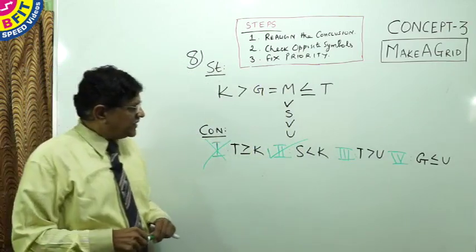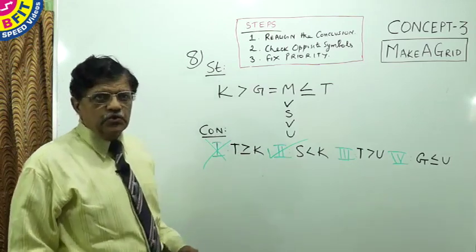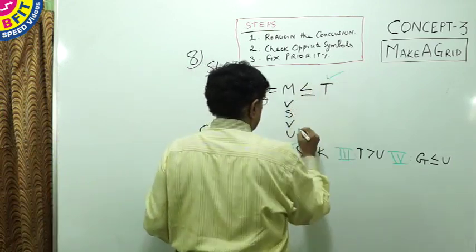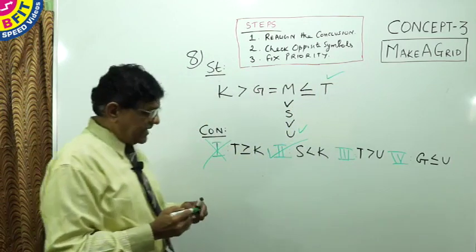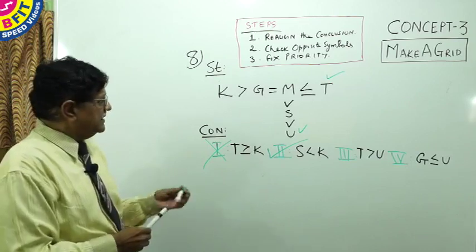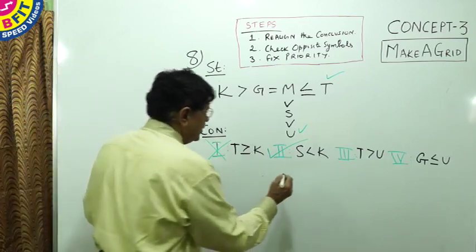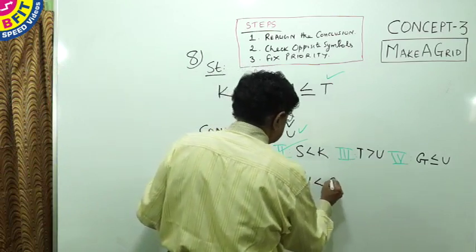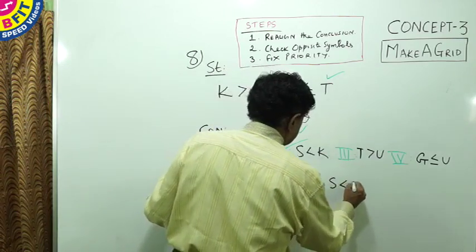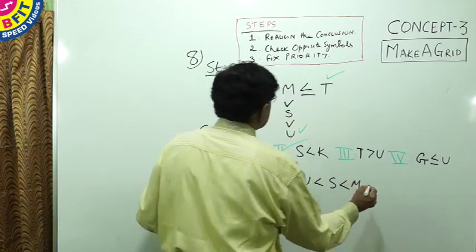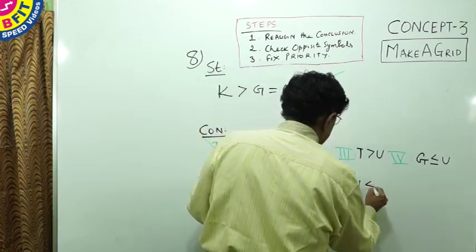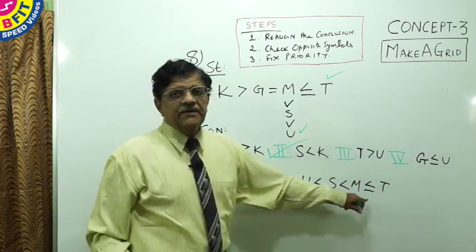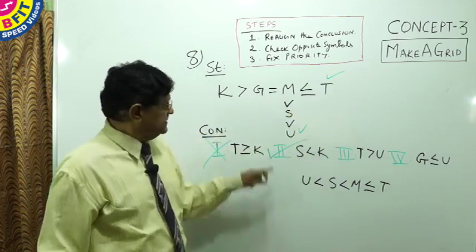In the third conclusion, what are the elements? T and U. T is greater than U. That is what we have to check. T is here, U is here. Now let us make a single statement from the grid. U is less than S, less than M, less than or equal to T. Now this is the single statement we have combined from the grid.